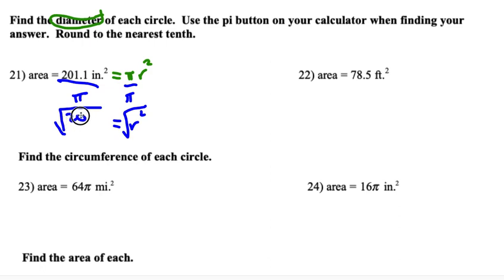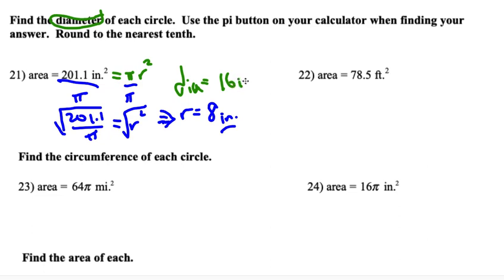So 201.1 divided by pi, or you could just use 3.14. This means that the radius is equal to the square root of 201.1 divided by pi, and I got right around 8 inches. Remember, radius is not diameter, so to find the diameter, you simply double the radius. So the diameter has got to be 16 inches, and that's it.